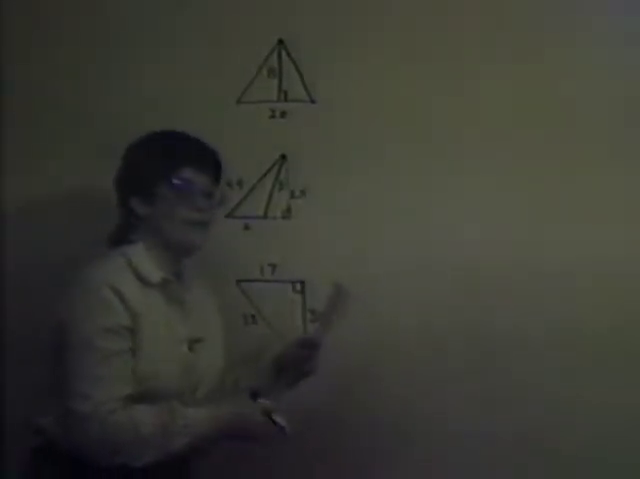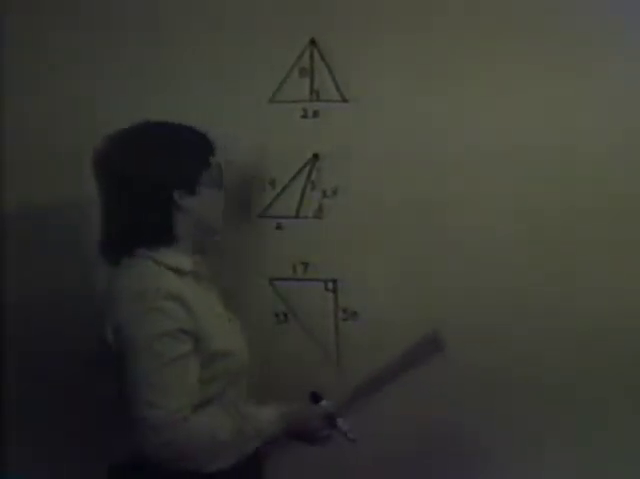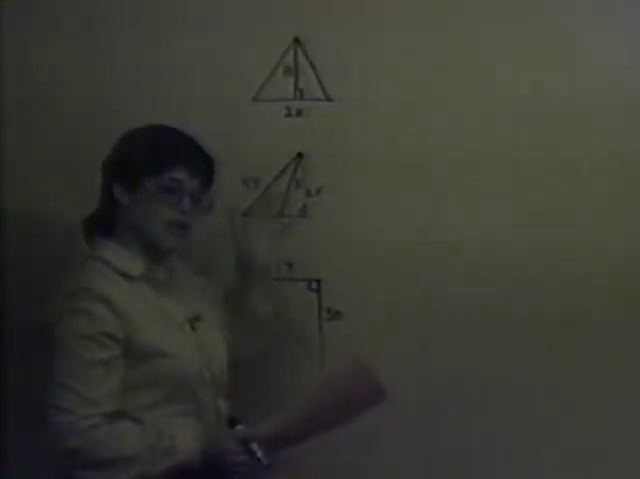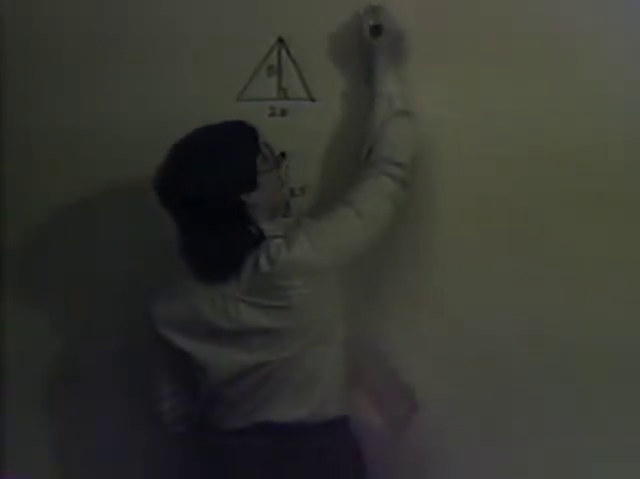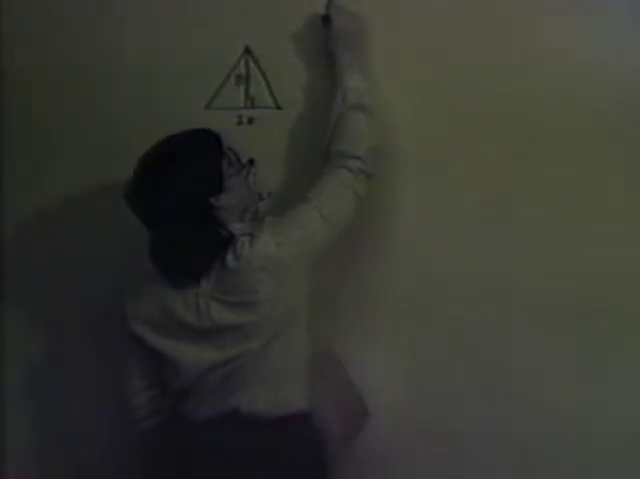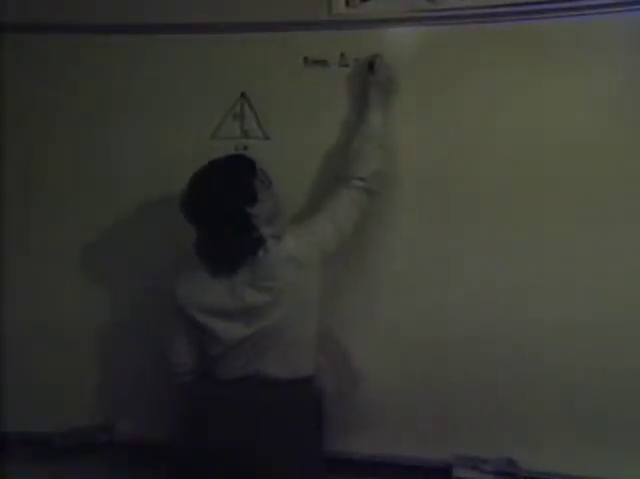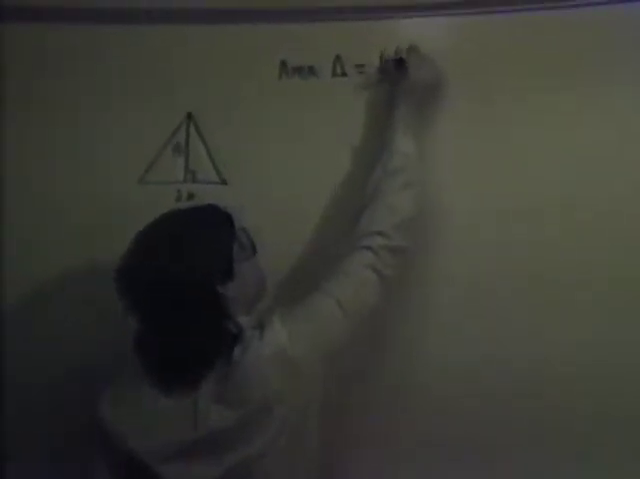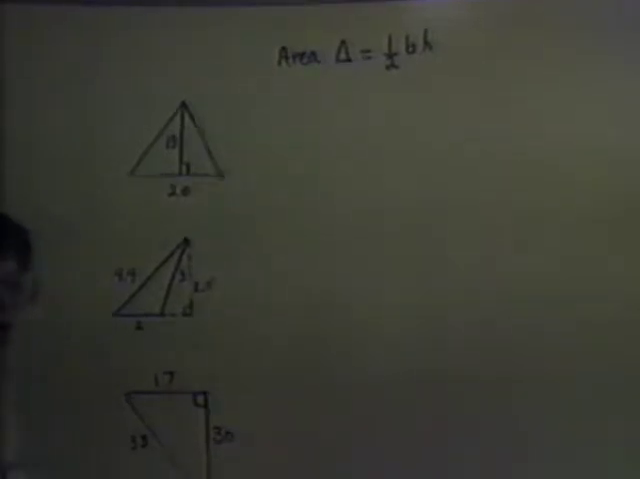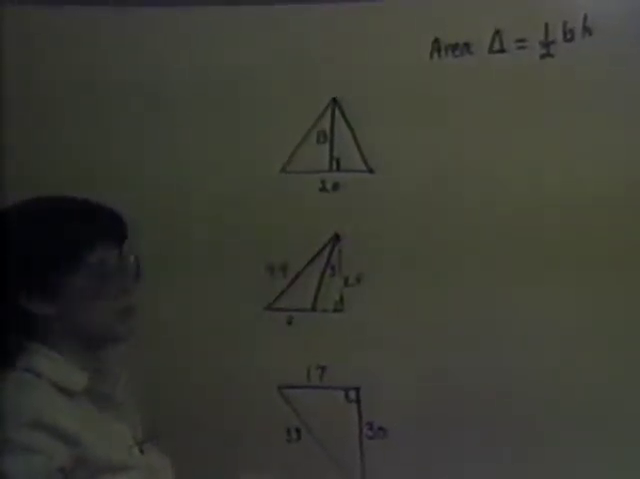Well, Sherry gave us three triangles to find the area of, and they all have slightly different tricks about them, but they follow a basic pattern. You know that when we want to find the area of a triangle, you're going to multiply one half or take a half of the base times the height. Well, Sherry, what's the base of this triangle? What's the length of it?